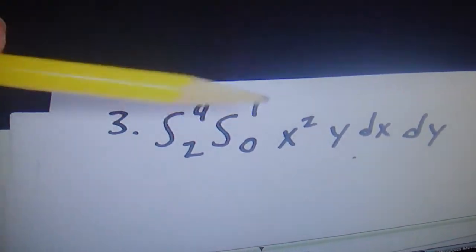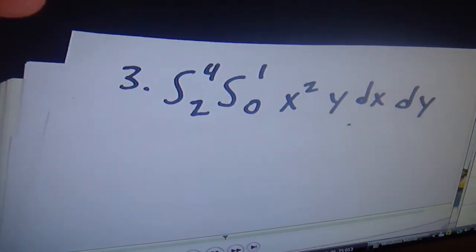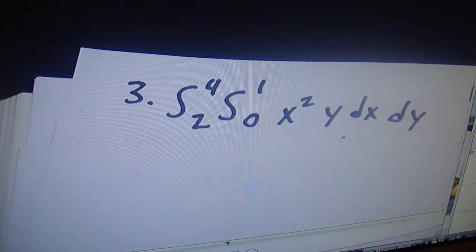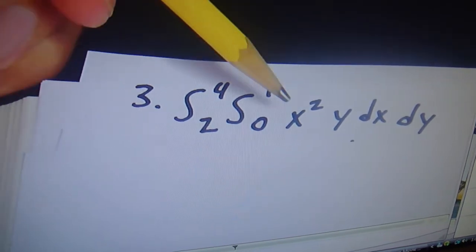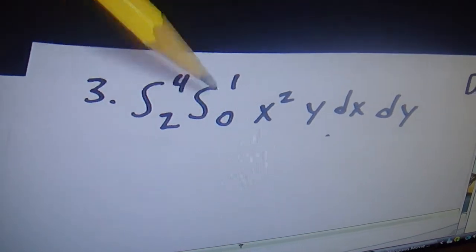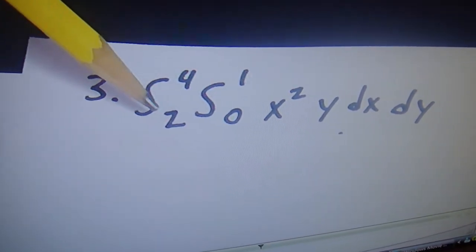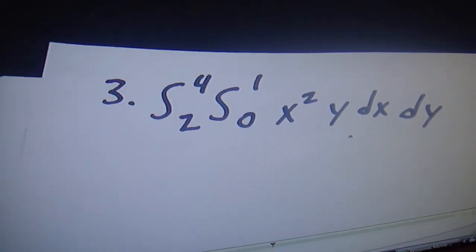And for number 3, same thing, only you have to have the x with the y, and then this time the x is switched, which is fine as long as you keep your variables straight. So you got x squared y dx from 0 to 1. You have the whole integral from 2 to 4 dy.